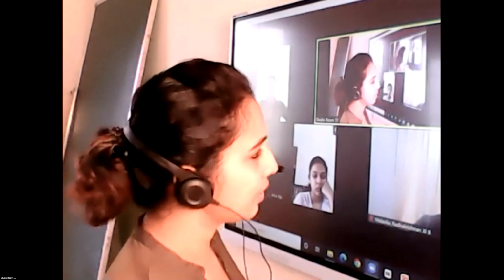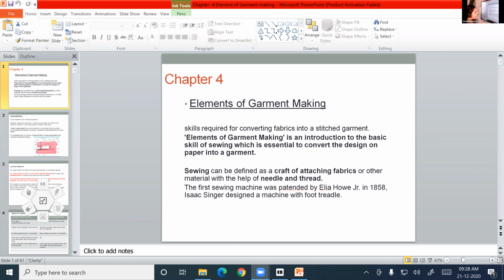Who all have sewing machines at your home? I have, ma'am. Meghna, you have? Reina, you have? Okay. So you know how to stitch? Have you tried? No? Meghna, have you tried? Yes, ma'am. Okay, so you know. Is it a power machine or a manual one? Manual. Manual, okay. And Reina, power. Power you have. Okay.